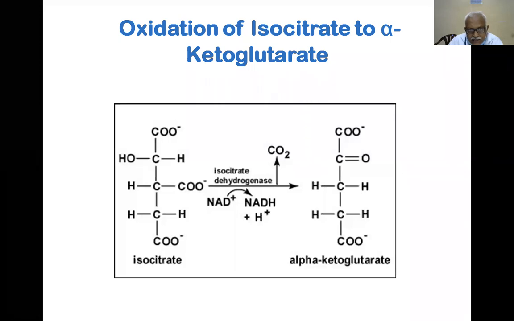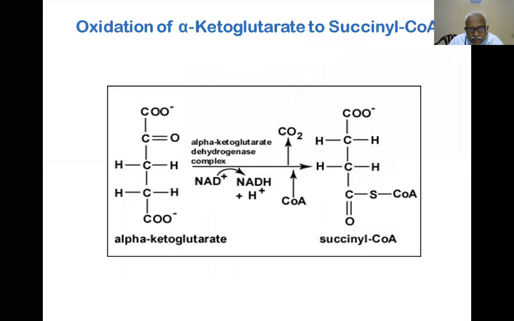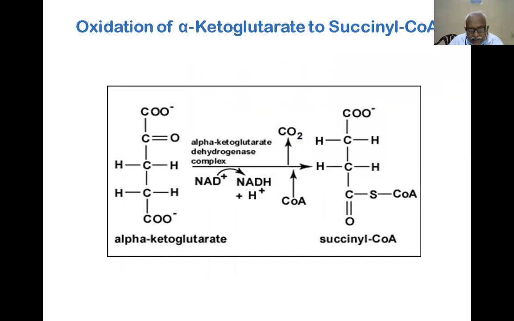Wherever dehydrogenase is there, one NAD will be converted to NADH. So this is most important, NADH. Alpha-ketoglutarate will be converted into succinyl-CoA by the participation of the alpha-ketoglutarate dehydrogenase complex. So the alpha-KDC complex, we call it a multi-enzyme complex. We have the PDC complex, the alpha-KDC complex, and one more. Multi-enzyme complexes are many in biochemistry.